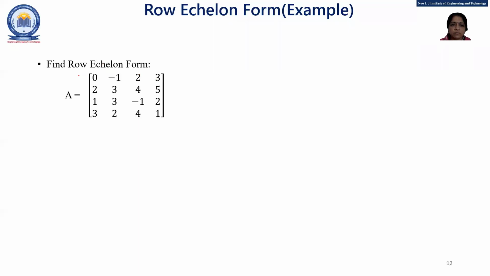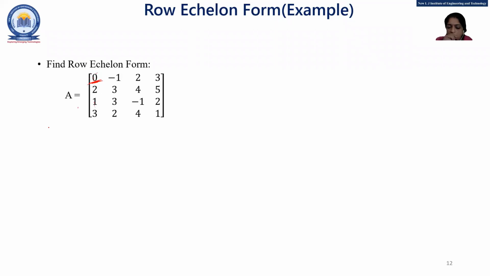Suppose our question is to find the row echelon form. This is our given question. So the solution is that here, what is my first rule? My first rule is that for the first row, the first element must be 1. So I am going to interchange row 1 with row 3.